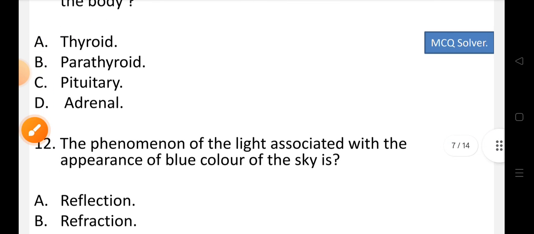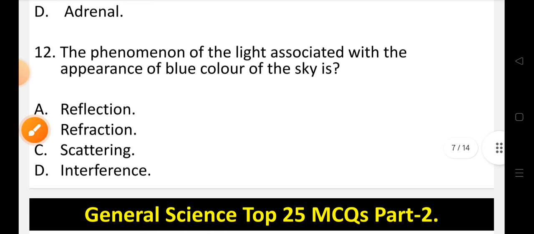Now let's move to question number 12. The phenomenon of light associated with the appearance of the blue color of the sky is, so if you see the sky during daytime, the sky appears blue in color. So it is because of what? We have to answer the correct option. Options are option A reflection, option B refraction, option C scattering, or option D interference.